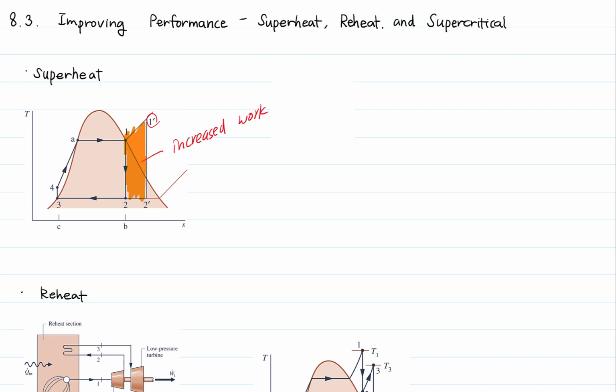Another benefit of superheat is the increased quality of the fluid leaving the turbine. The quality at state 2' with the superheat is higher than it is at state 2. We are comparing the quality at state 2' and 2. So x2' is greater than x2. The moisture is detrimental to the turbine as it causes erosion of the turbine blades.